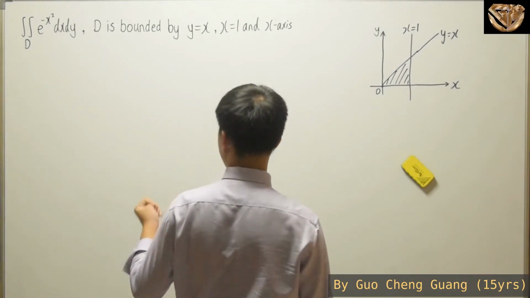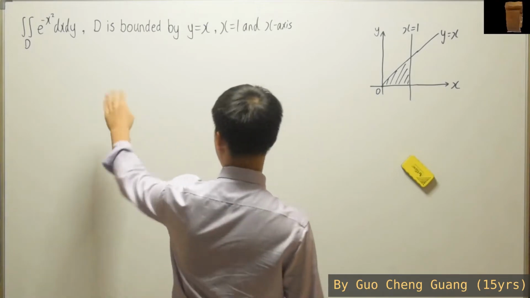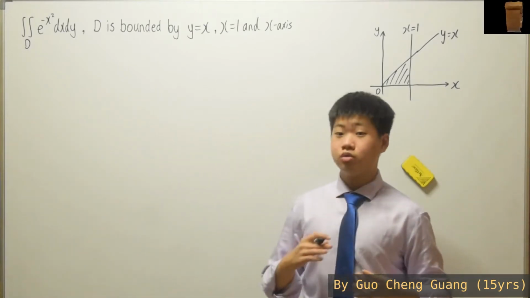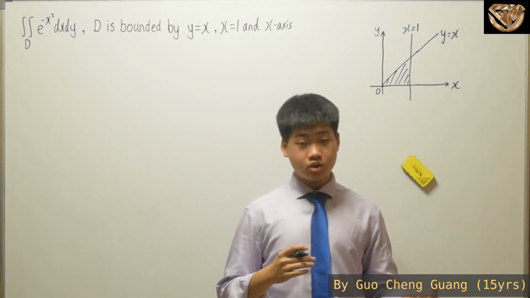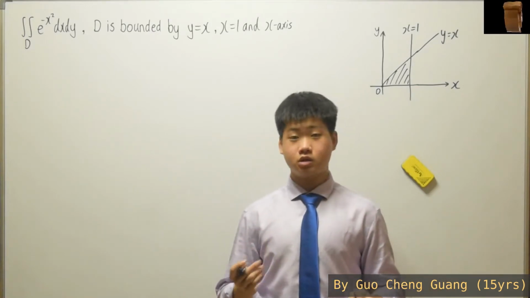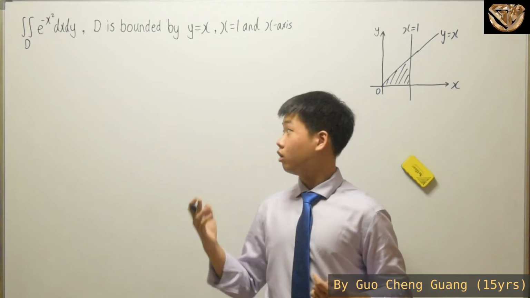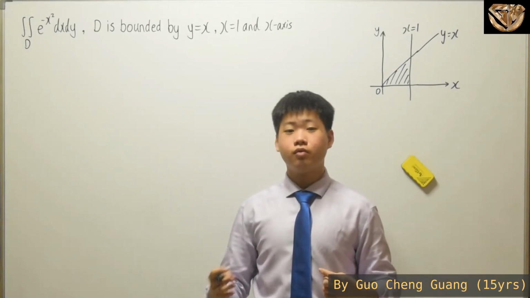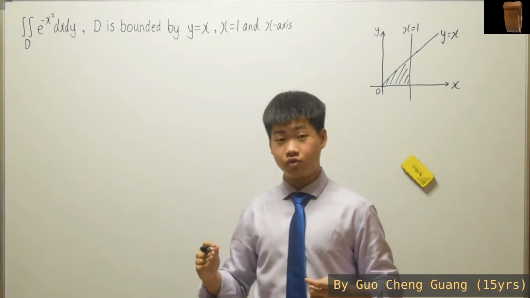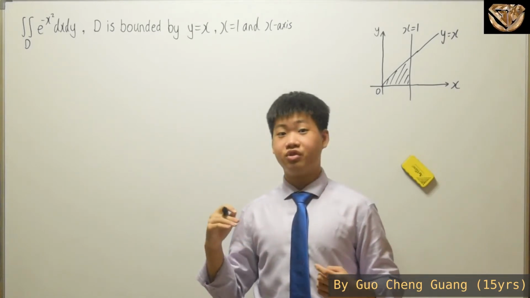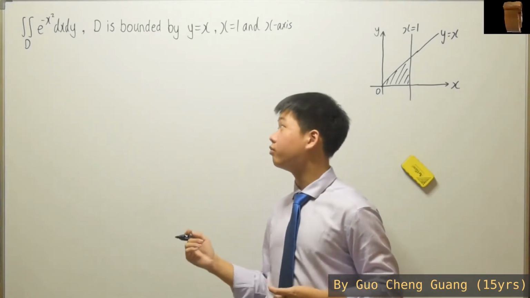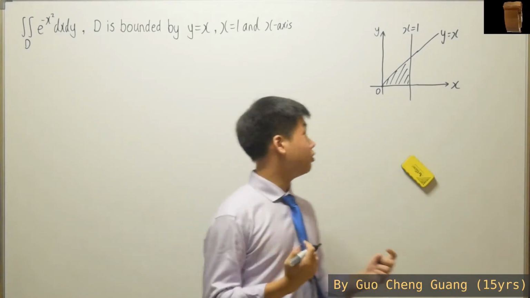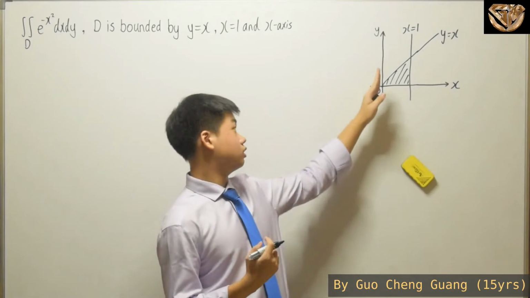Alright, so next we take a look at this integration that we have. Would you prefer to integrate with respect to x first or integrate with respect to y first? Now, if you realize e to the power of negative x squared, if you want to integrate with respect to x first, it is not very solvable, isn't it? So we would want to integrate with respect to y first. So it goes in this direction.